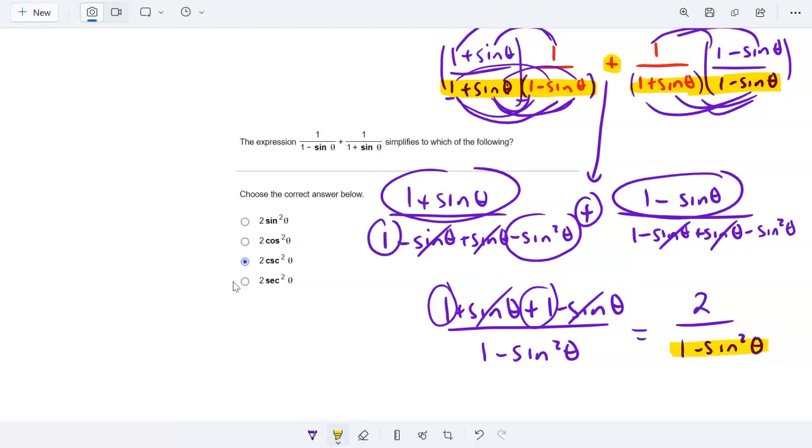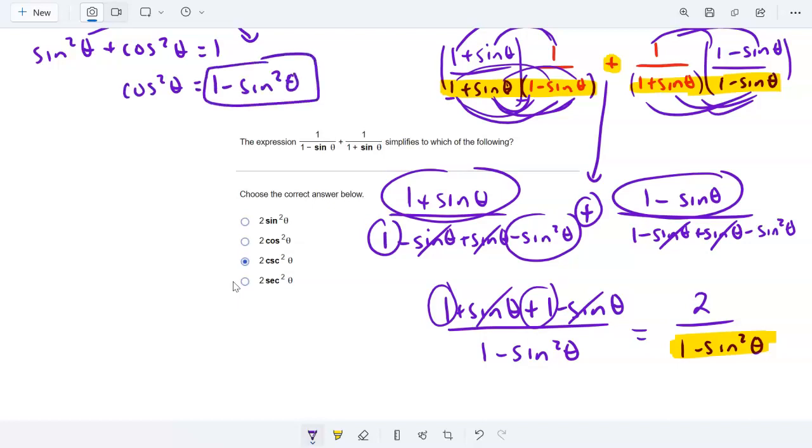Anytime that you see a 1 and a trig function squared, you should think Pythagorean identity. 1 minus sine squared theta is going to give you cosine squared. So think back to sine squared theta plus cosine squared theta equals 1. If I move the sine squared theta over, that gives me cosine squared theta equal to 1 minus sine squared theta. This is exactly what we see here. So this is equal to cosine squared.